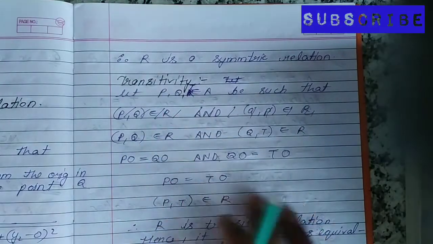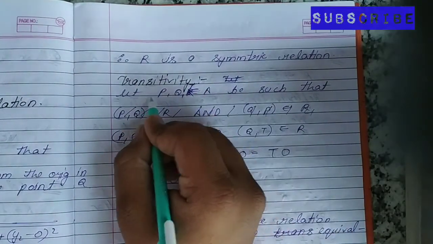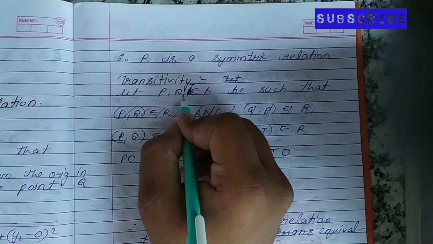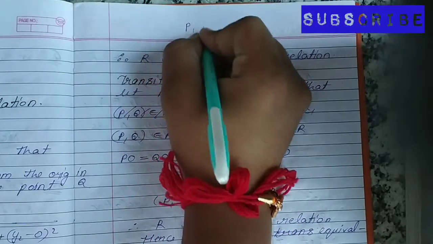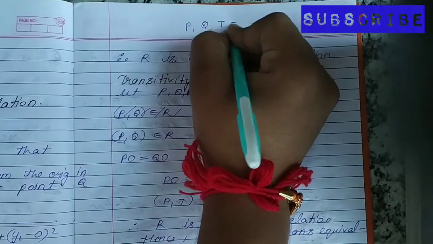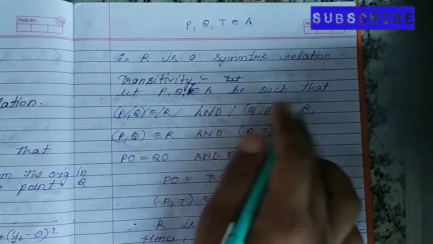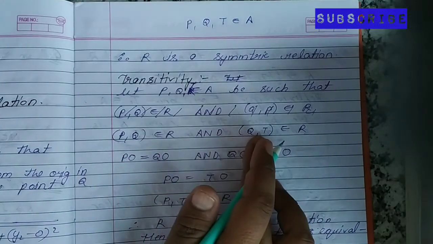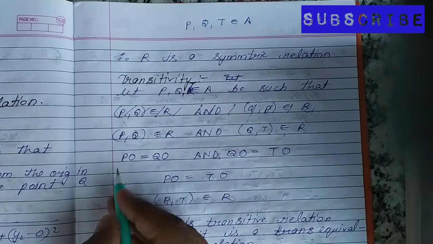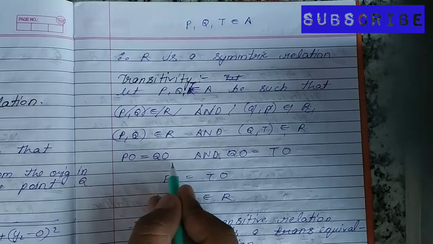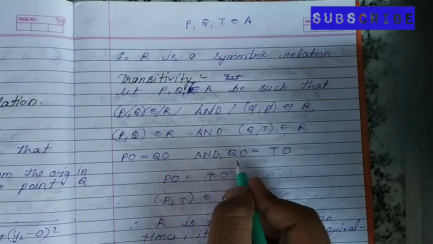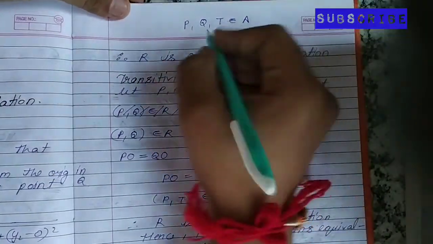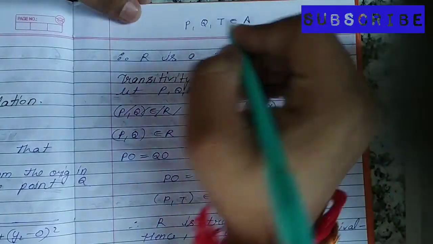First of all guys, we are assuming that P, Q, T belong to capital A. I think it may not be visible here, so I am writing here P, Q, T belongs to capital A. Let P, Q belongs to R and Q, T belongs to R. So we can say that PO is equal to QO and QO is equal to TO. If any distance is equal to another distance, let me explain in Hindi.